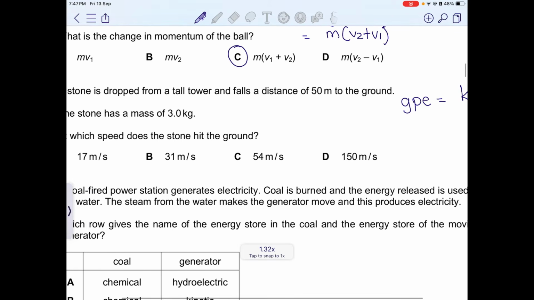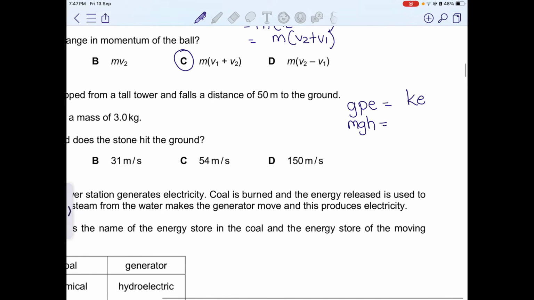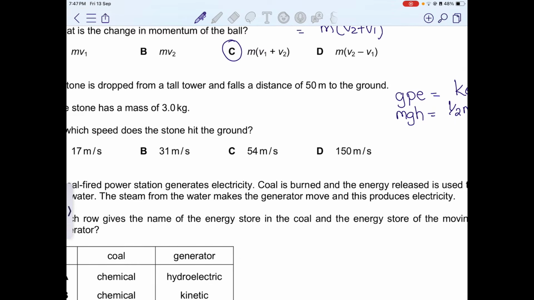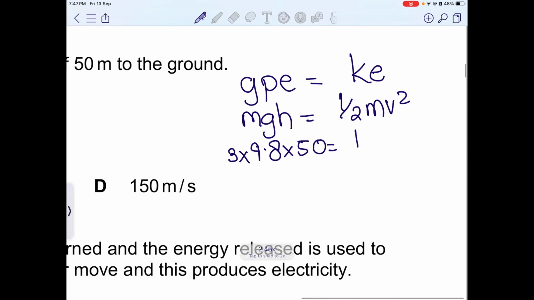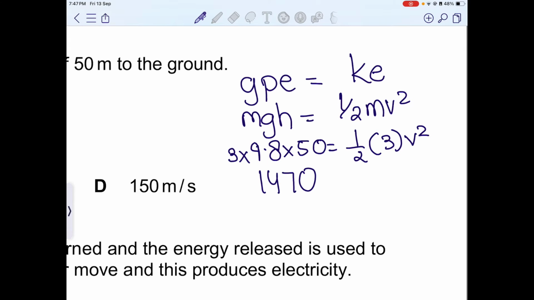The gravitational potential energy it has at the top is calculated using mgh. It'll be the same as the kinetic energy, which is half mv squared, when it touches the ground. The mass is 3, g is 9.8 and h is 50 meters. When you multiply 3 into 9.8 into 50, you get 1470, and it should be equal to half mv squared. The value of v squared is something that we have to find. To find v squared, you take half into 3 to the other side, since they are being multiplied here, and divide.